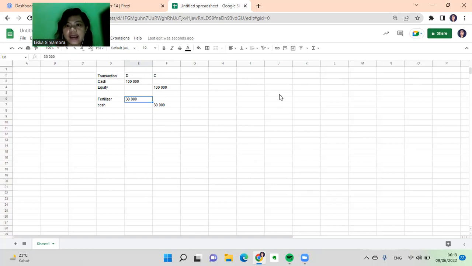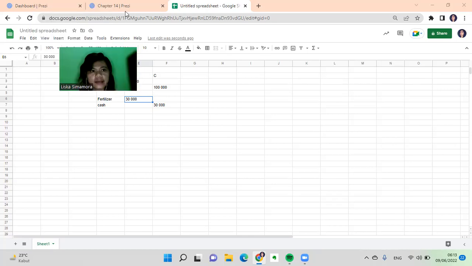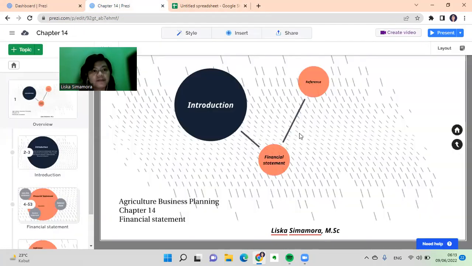And for the cash flow, you will present the value of cash in and the value of cash out, so we can see how healthy your company is.